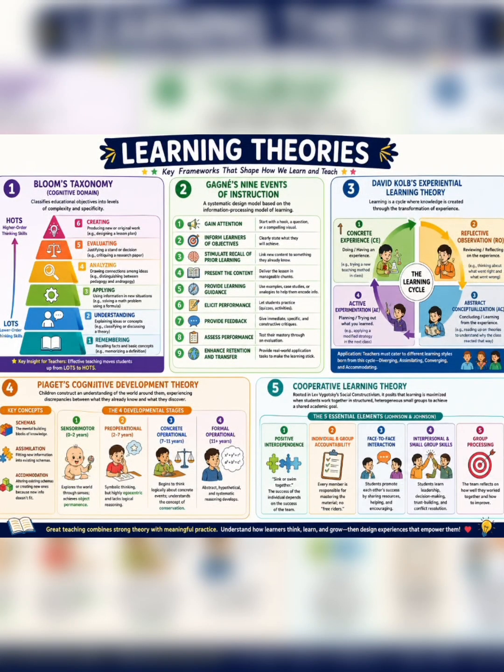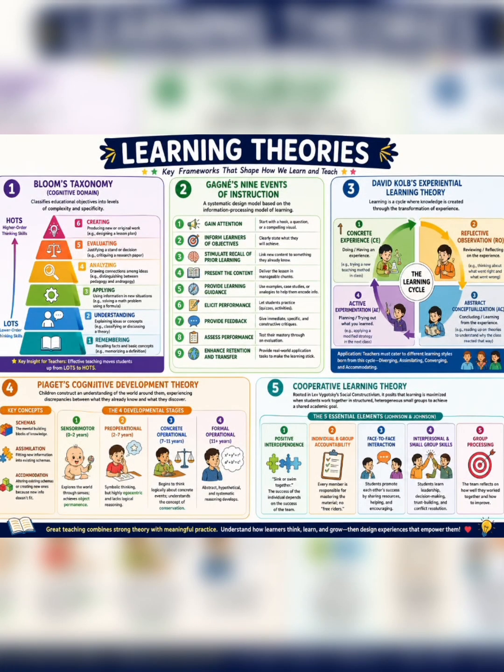Number 3, concrete operational, that covers from 7 years to 11 years. Logic takes root. Children begin to think logically about concrete events and master the concept of conservation. Number 4, formal operational, that is 11 years and plus. The peak of cognitive development, abstract, hypothetical, and highly systematic reasoning develops.